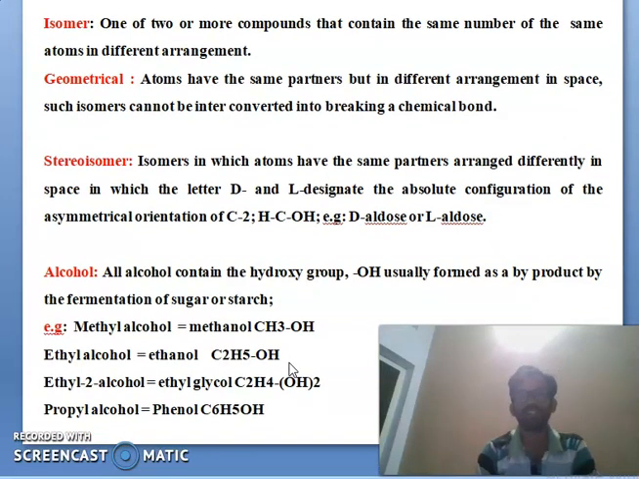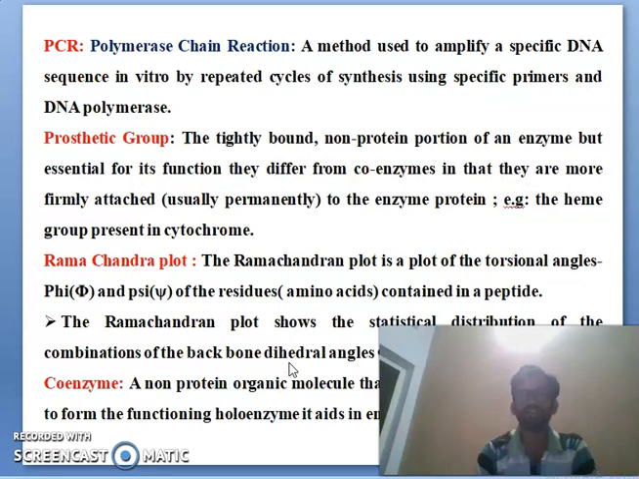Next we will talk about PCR. What is PCR? Polymerase chain reaction. Also prosthetic group, Ramachandran plot, coenzymes. These are some basics of general chemistry.